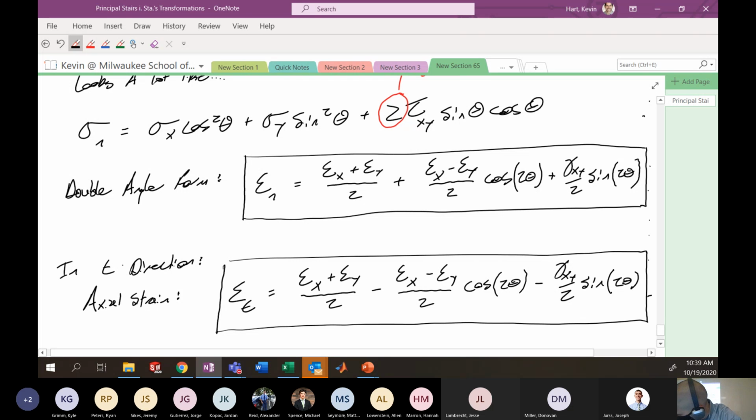So this would tell you what's the strain in the t direction. Yes, this minus sign is correct.